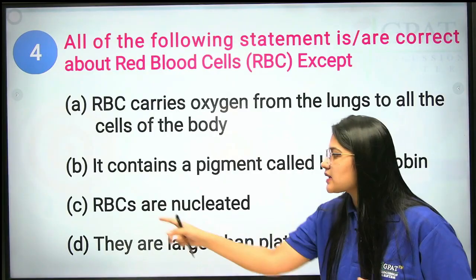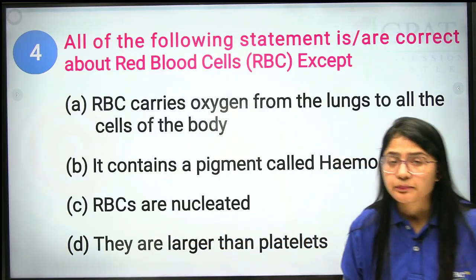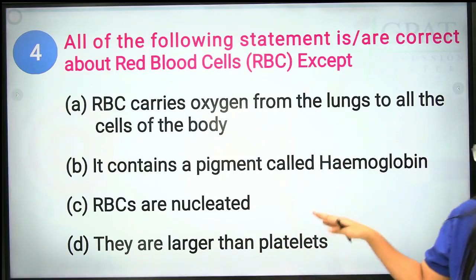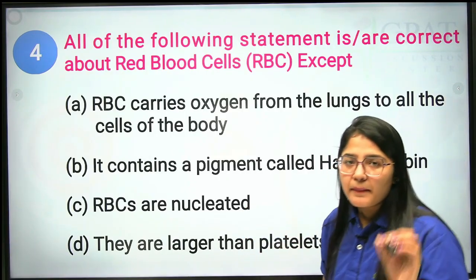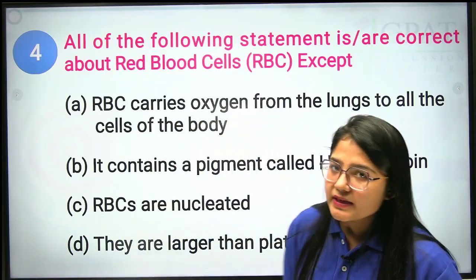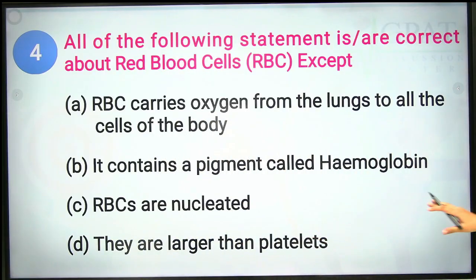Third option is RBCs are nucleated. No, this is totally wrong. This is totally wrong because a mature RBC doesn't contain any kind of nucleus. Clear? So this option number C is incorrect. Okay, clear? Next question.